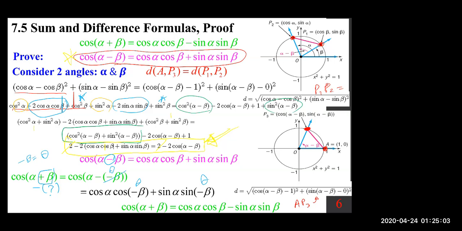what is cosine of negative beta? Okay, cosine of negative beta is the same as cosine beta. Why is that? Because cosine is an even function. But sine of negative beta is minus sine beta. Okay, so let me erase the theta here, and I want to make sure everybody understands what happens here. This is the same as cosine beta. This is the same as negative sine beta. And that's a proof for the green one.